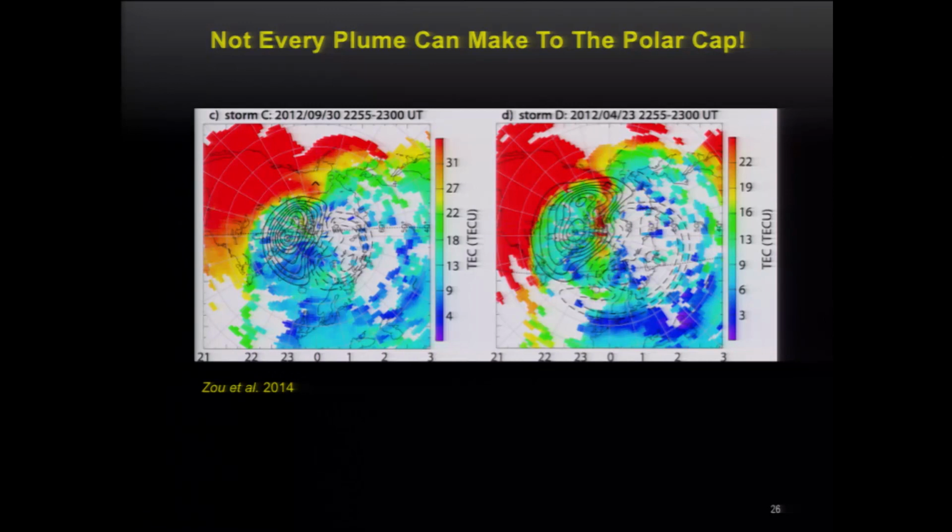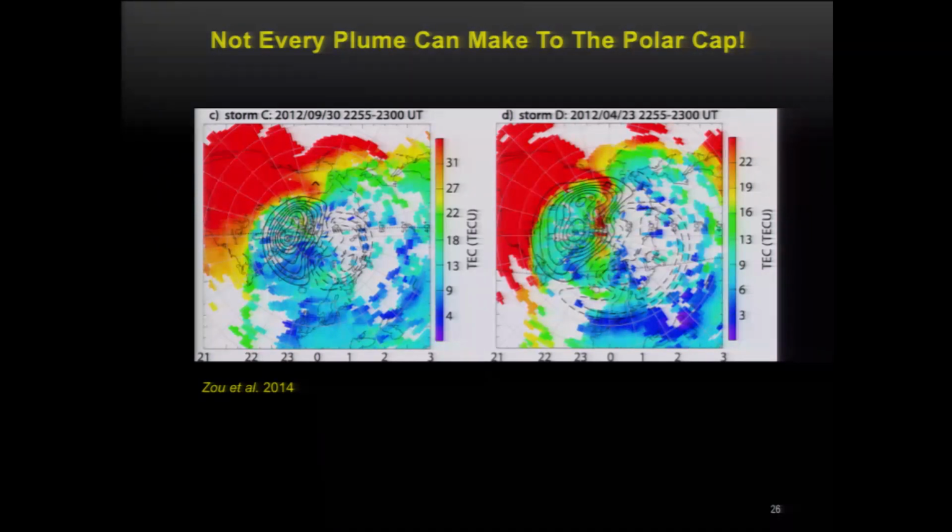And not every plume can make it to the polar cap. Like in this case, this is from two different storms, but exactly the same UT time. You see, in this case, the plumes did cross the polar cap to the nightside aurora oval, but in another case, it stops right there.